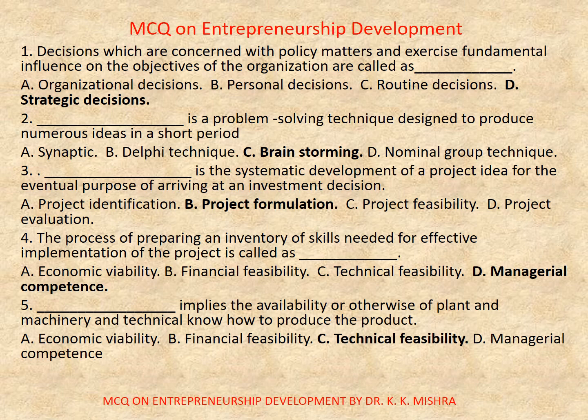Question number 5. Dash implies the availability or otherwise of plant and machinery and technical know-how to produce the product. Options are A. Economic viability, B. Financial feasibility, C. Technical feasibility, and D. Managerial competence. So here correct option is C. Technical feasibility. Now move to next slide.